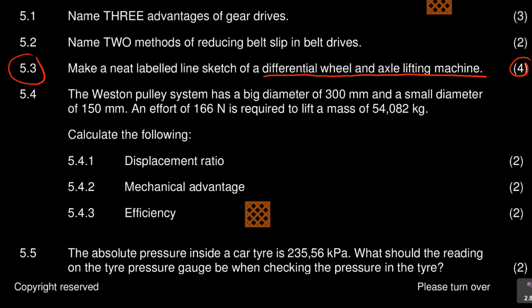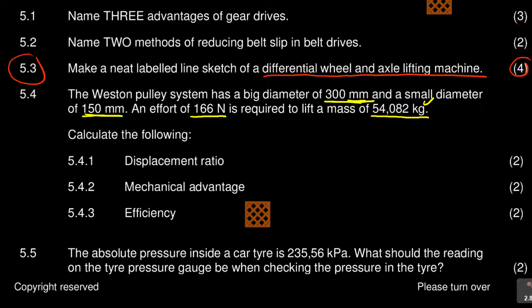Now 5.4, the Western pulley system has a big diameter of 300 millimeters. Already it means be careful. They are dealing with millimeters. You don't work with millimeters, but you work with meters. But anyway, you need to know the conversion. And a small diameter of 150 millimeters, again, be careful. An effort of 166 newtons is required to lift a mass of 54,082 kg.